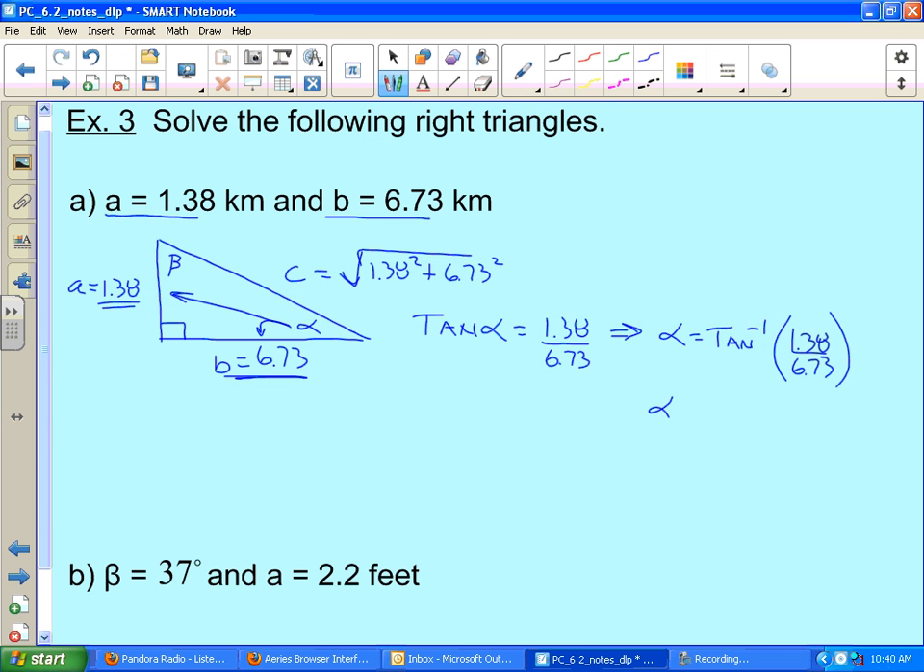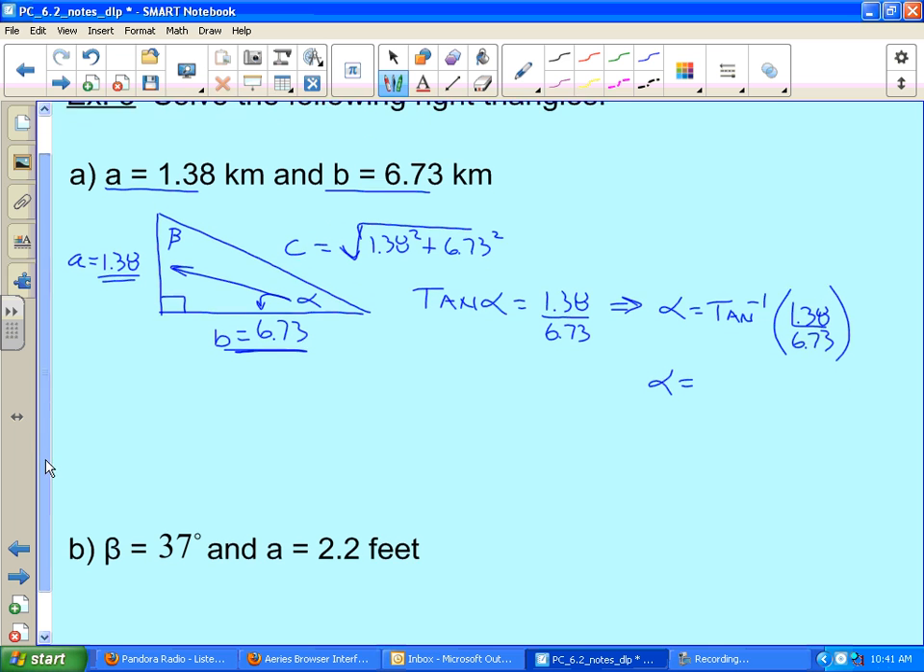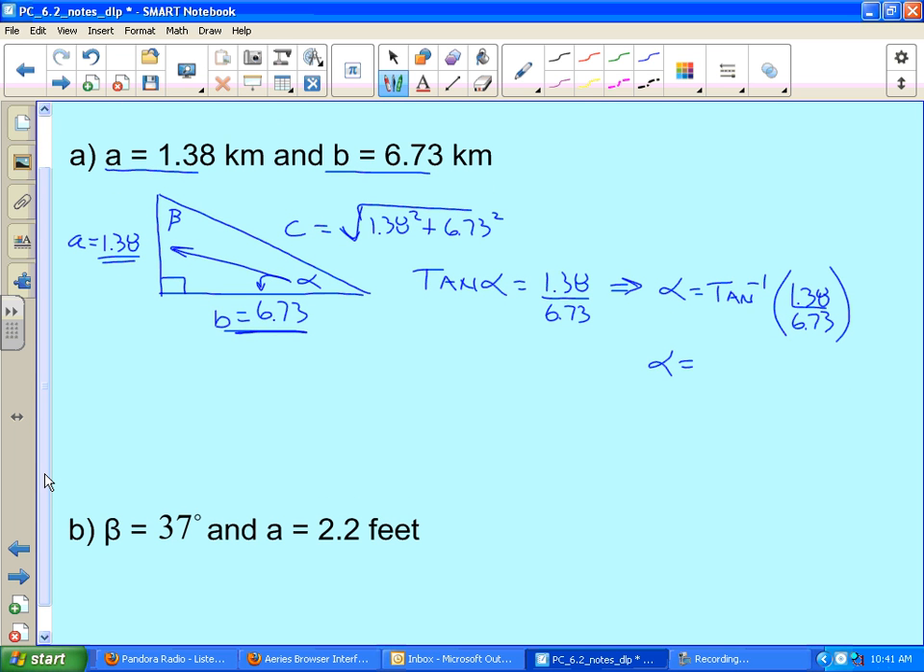And if I did that, what would my angle be for those of you who worked it out already? What's the inverse tan of 1.38 over 6.73? 11.59 degrees. All right, there's angle alpha.